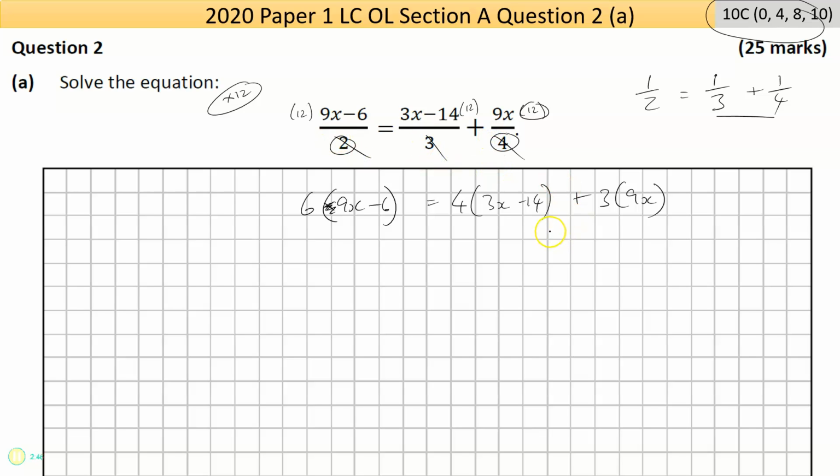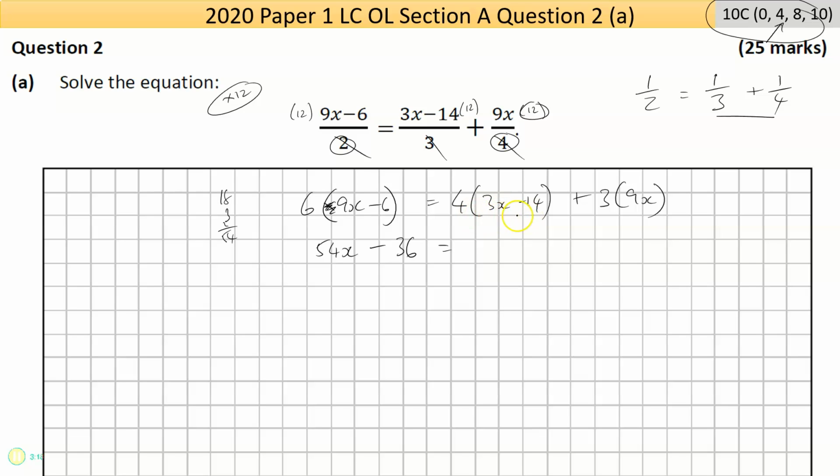I'm definitely at the 4 marks. Now we just need to remove brackets. If you see brackets and don't know what to do, remove them by multiplication. So 6 nines are 54, and plus by minus is minus, 6 sixes is 36. That's the first bracket removed. I should check my calculator, because it's the kind of thing I can mess up.